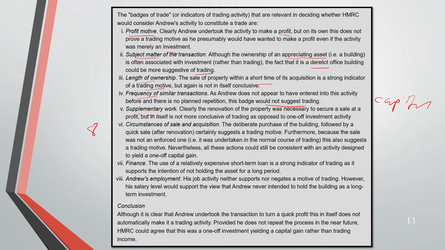Supplementary work. So renovation was done there, and this was done so that you can sell it at a profit. Next, circumstances. What is the circumstance of sale? So here they have deliberately purchased, then they have quickly sold it. Mostly it is suggesting that it's a trading motive. But in this case, the sale was not an enforced one. Normally you have taken it in the normal course of trading. This also suggests it's a trading motive.